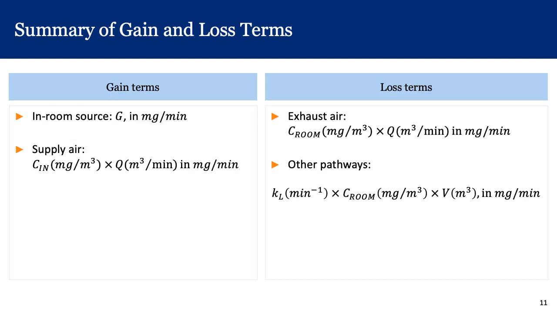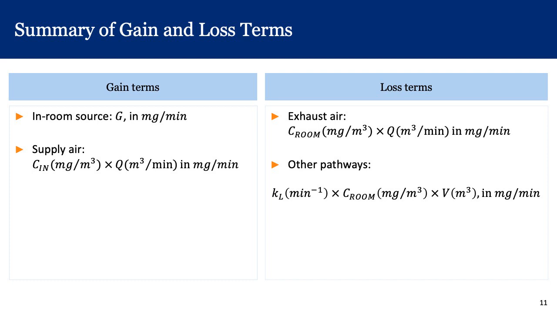So now we can summarize the mass gain and the mass loss terms. The gain terms, you will recall, we have the in-room source. It has units of milligrams per minute, G. We have the contaminant coming in through the room supply air. So that is the product of Cs times Q. That also has units of milligrams per minute.